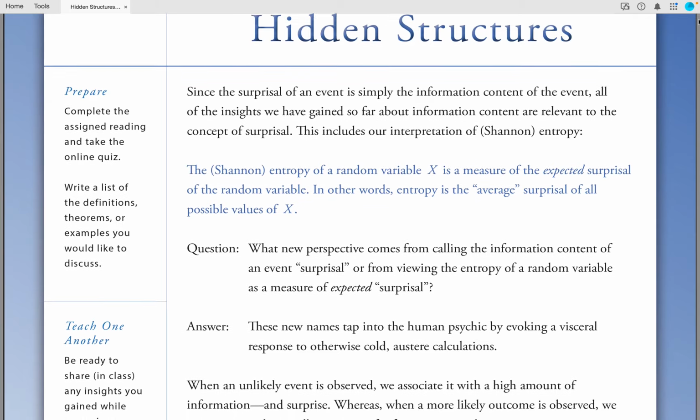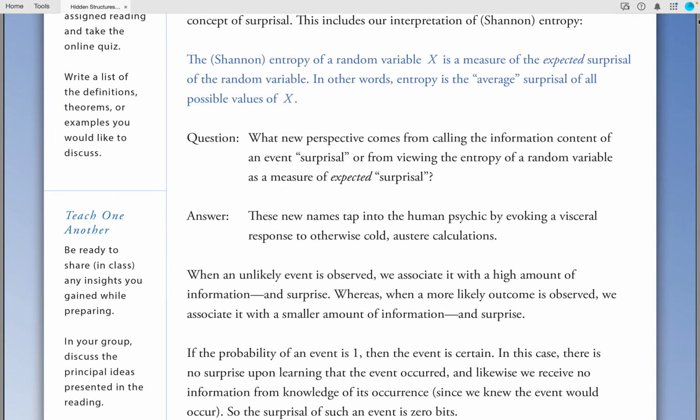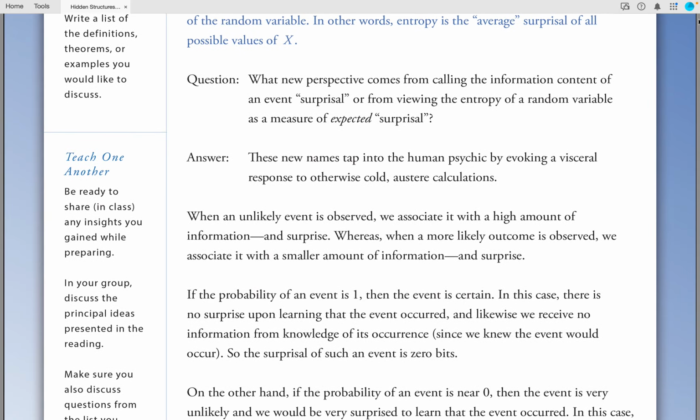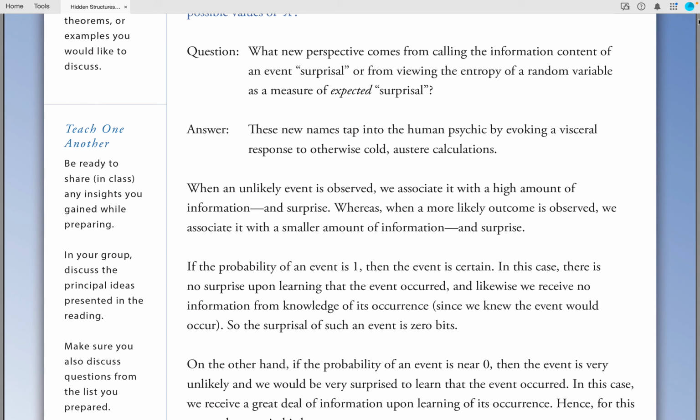Answer: these new names tap into the human psyche by evoking a visceral response to otherwise cold, austere calculations. When an unlikely event is observed, we associate it with a high amount of information and surprise, whereas when a more likely outcome is observed, we associate it with a smaller amount of information and surprise. If the probability of an event is 1, then the event is certain. In this case, there is no surprise upon learning that the event occurred. And likewise, we receive no information from knowledge of its occurrence, since we knew the event would occur. So the surprisal of such an event is 0 bits.